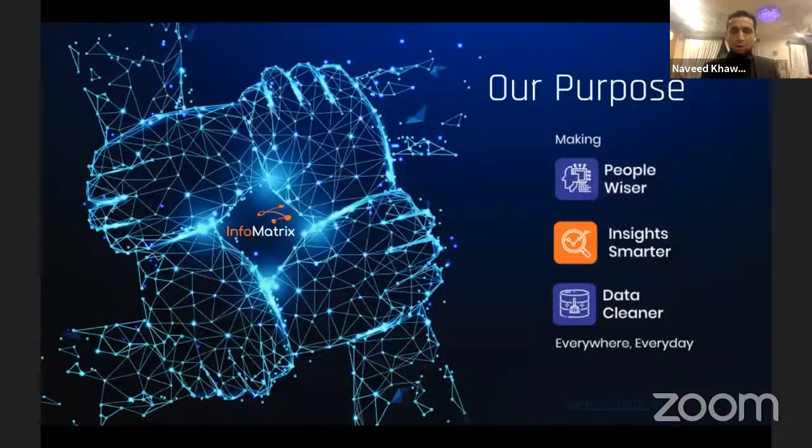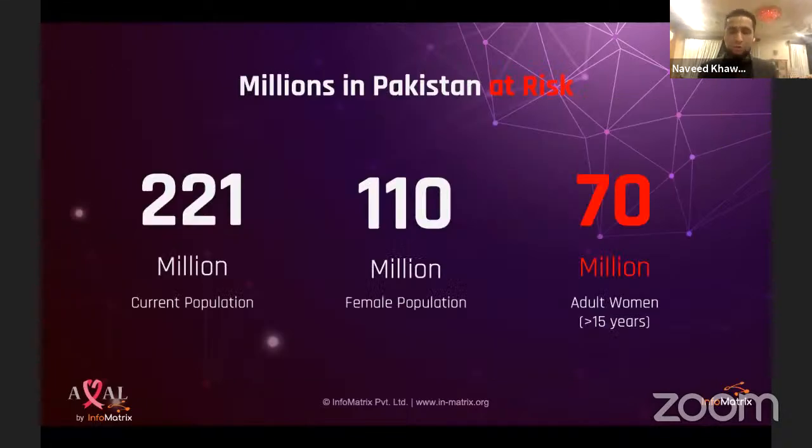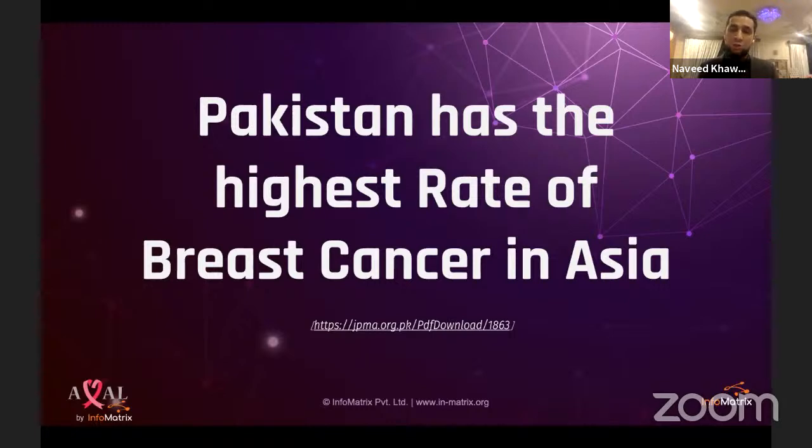Now, in my organization, in my recent projects, and I'll just skim through this because I know it's a quite tight deadline, the initiative that I've been working on is affordable cancer diagnosis using artificial intelligence. This is a nationwide initiative in Pakistan right now, and it will go to the neighboring countries very soon as well. 221 million people, out of which 70 million are 15 years or above. These 70 million women are at risk of breast cancer in Pakistan. Every 9th woman is likely to suffer breast cancer in Pakistan, according to the Medical Journal of Pakistan. Pakistan has the highest rate of breast cancer in Asia.